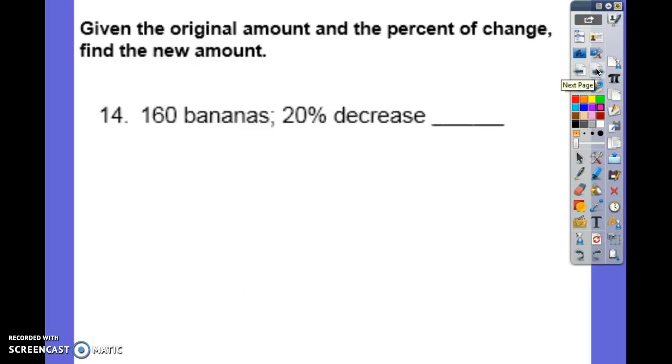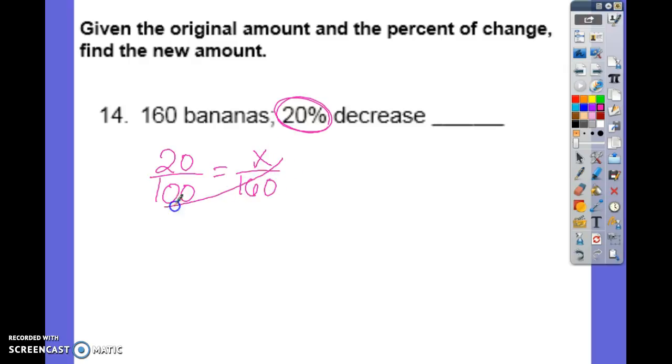Let's look at a decrease. 160 bananas, 20% decrease. So again, we have a percent, so we know we're going to need to use our percent proportion. 20 over 100 equals x over 160. We're going to solve our proportion. Cross product, 100x.